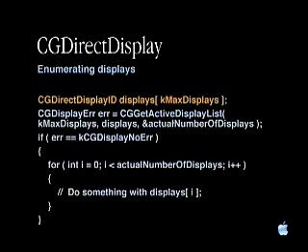So first of all, enumerating displays. You have an array of display IDs, and you say you want to cover at least, say, 8 displays or so. You get the active display list. That gives you a list of the display IDs for each display that's active on the system. And it also returns you the actual number of displays you found. If you didn't get an error, you can then iterate through that array and look at each display in turn.